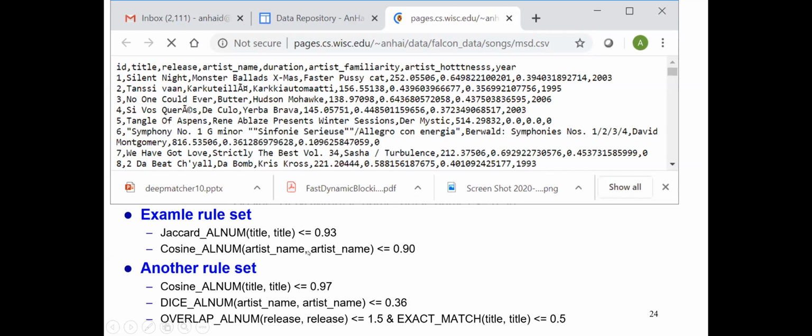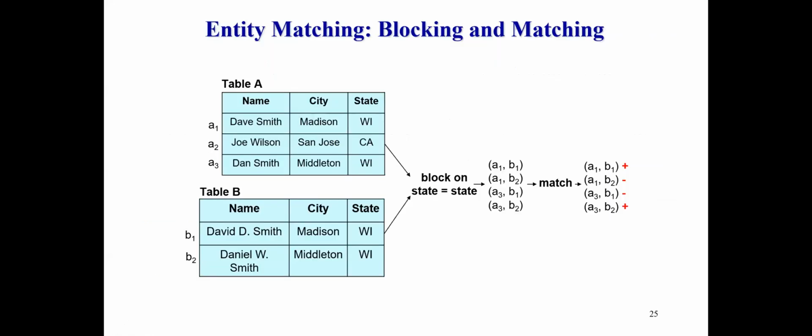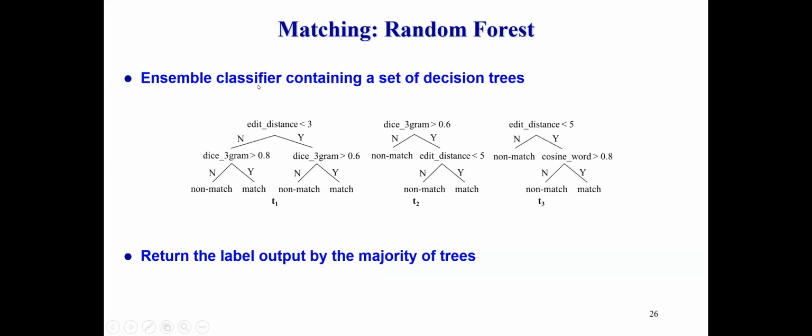The next rule basically says if artist names are not very similar, cosine-wise, then again drop the tuple pair. And then you have a bunch of other similar rules like that down here, right? In practice, this rule could look pretty complicated, right? So now for the matching step, we are basically using a very well-known machine learning method called random forest.